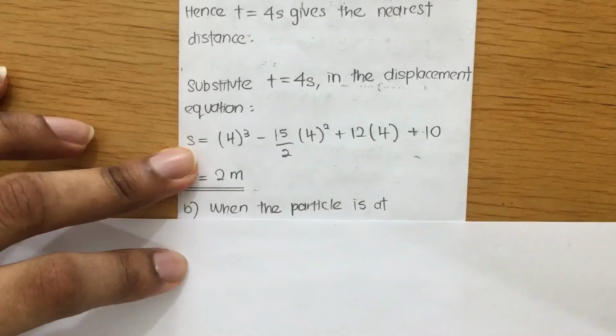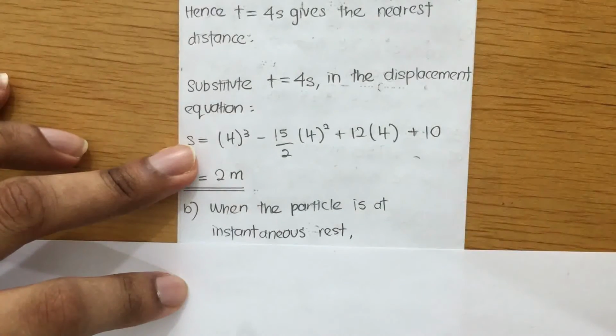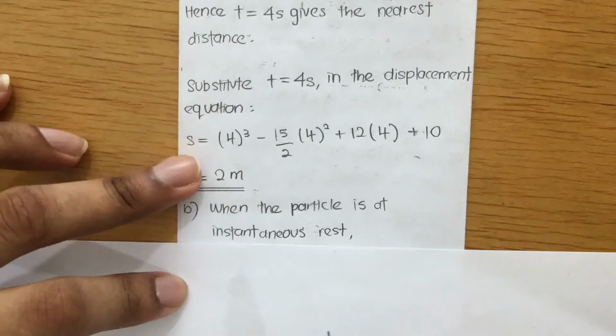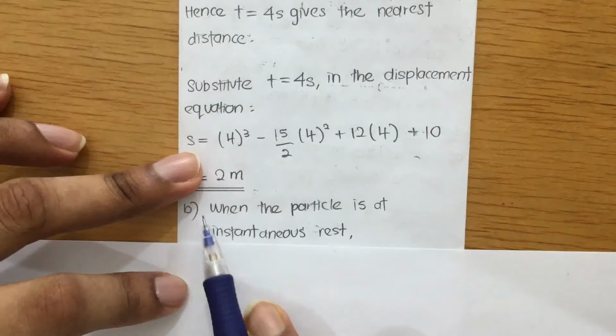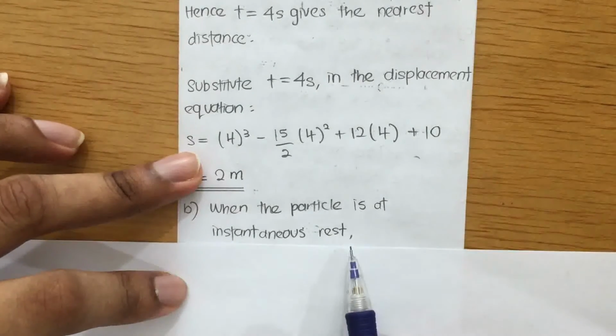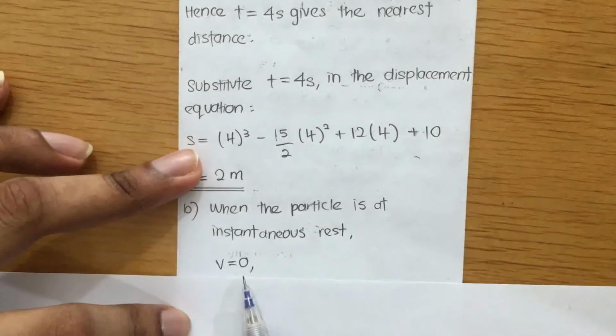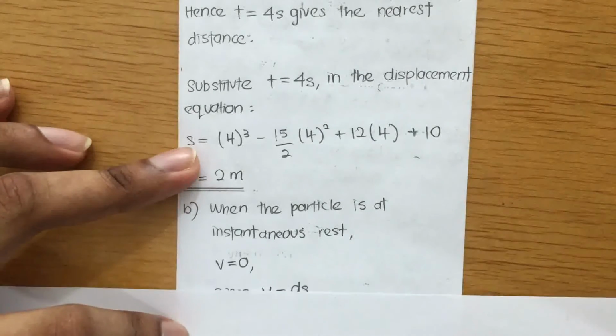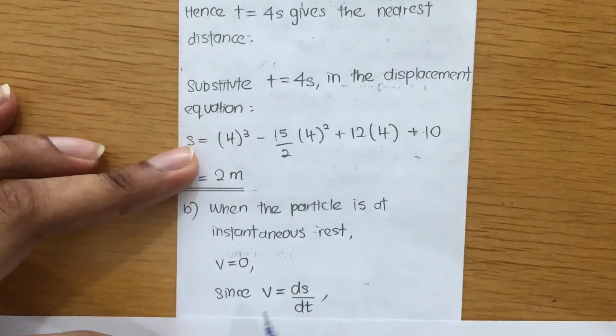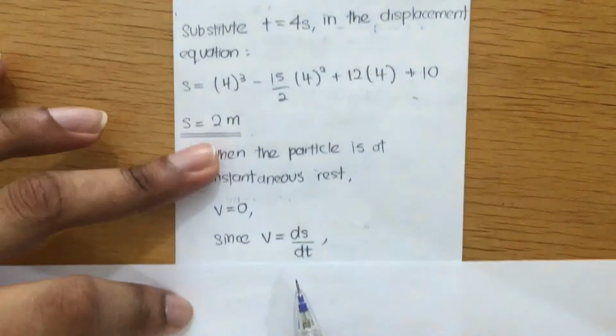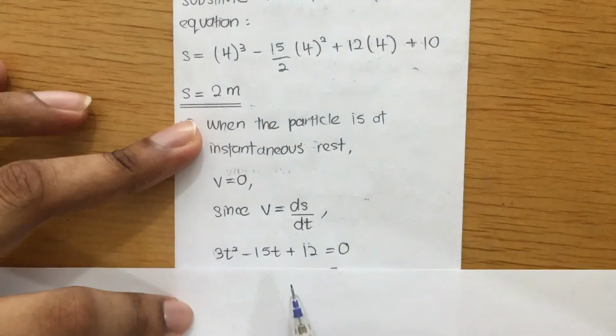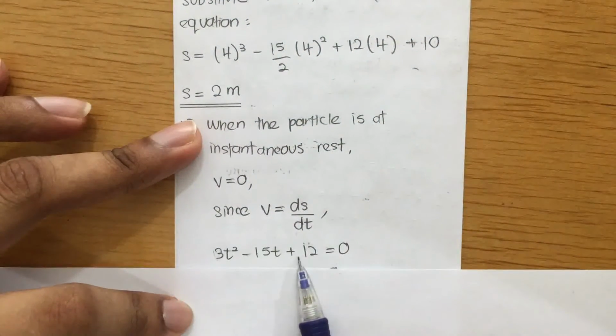Okay, for question B, they asked to find when the particle is at instantaneous rest. They asked to find the time. One thing you should know, guys: when your particle is at instantaneous rest, your velocity will be equal to 0. So since v equals ds over dt, 3t square minus 15t plus 12 is equal to 0.